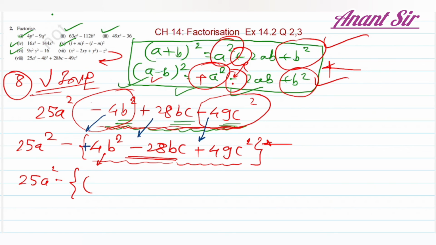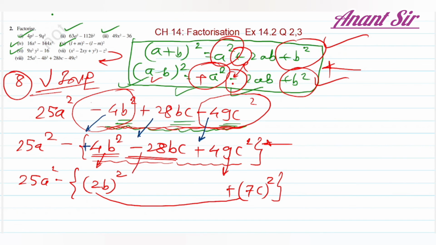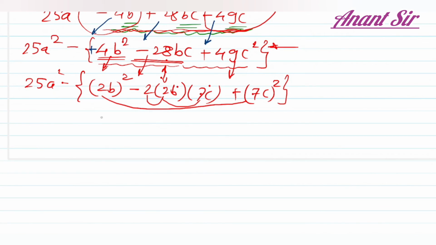So I will check this 4b square is a square of which term? So it is a square of 2b. Then is this last term a square of any number? Yes, it is a square of 7c. And if you multiply these two terms by 2, give the sign of middle term as it is, do you get the middle term? 7 2s are 14, 14 2s are 28, bc, yes, I get the middle term. That means I can write this as, so I am going to write the formula now.